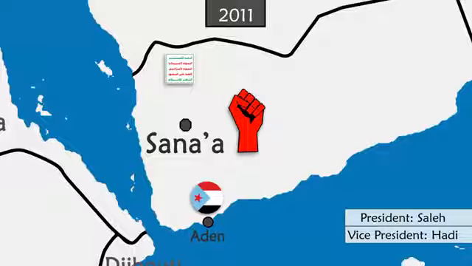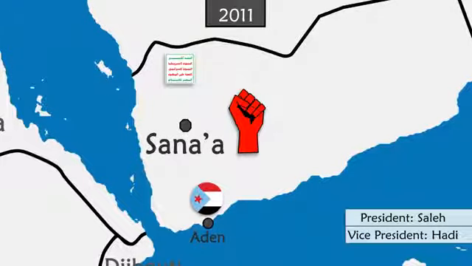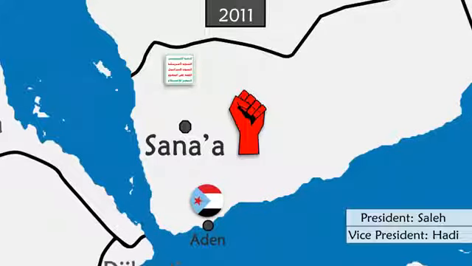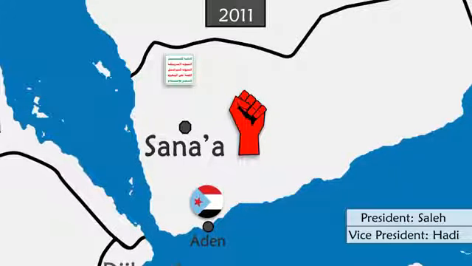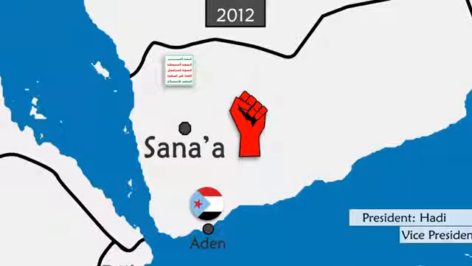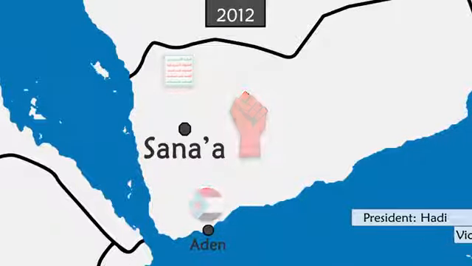Encouraged by the Arab Spring, people take to the streets to demand an end to corruption, a healthier economy and lower unemployment. Saleh tries to cling to power but is eventually replaced by his vice president Hadi, who initiates discussions exploring a more democratic restructuring of government.